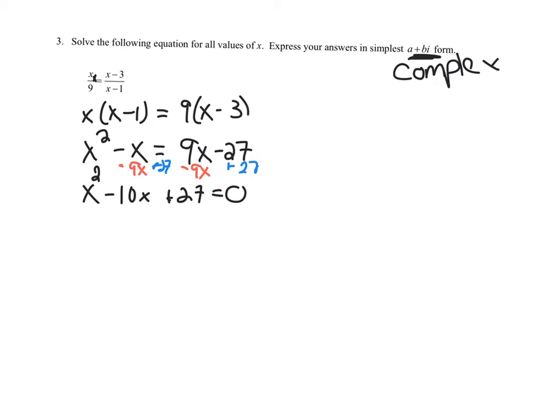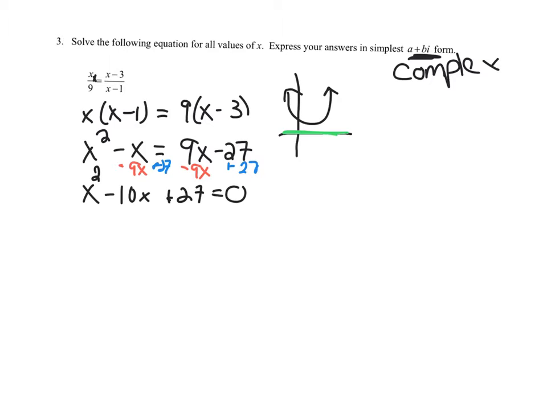Now, if I look at my equation, I do notice that it is a quadratic, and I know my leading coefficient is positive, so it's opening up. And I also know that my y-intercept is 27. So probably my graph is going to look like this, and notice that we don't have any real solutions. It doesn't hit our x-axis at all. So we're going to use the quadratic formula, and we're going to take our answers and put them in complex form.